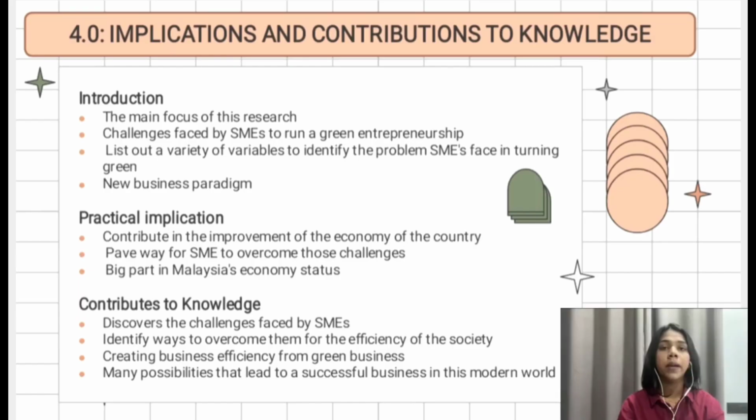My name is Evelyn Yireh Xavier, matric number A20A1326. Finding out the challenges faced by SMEs to run a green entrepreneurship is the main focus of this research. Throughout the research, we as researchers are able to list out a variety of variables to observe and identify the problem SMEs face in turning their business green. This research is made in order to make some changes in the business world by leading people to a new paradigm of business where everything is green.